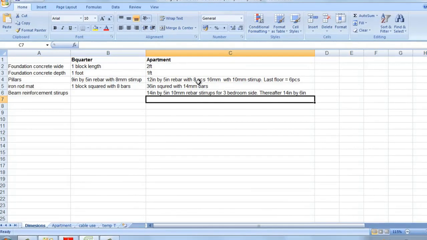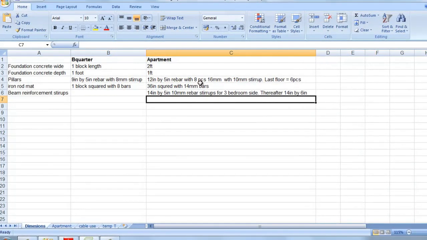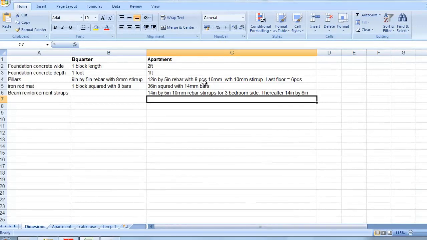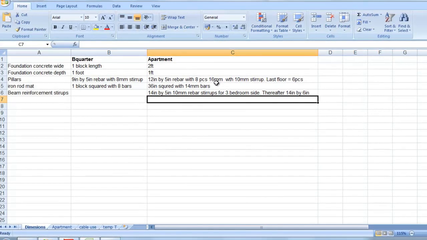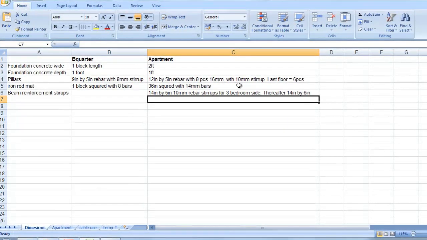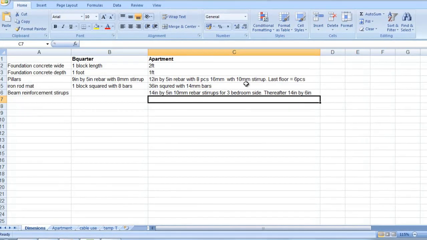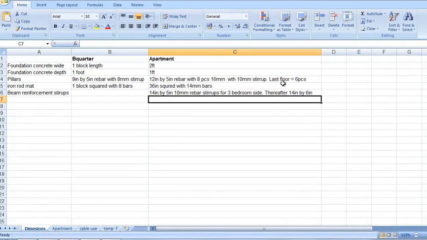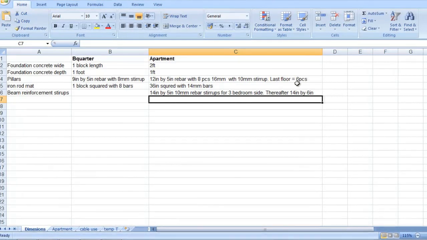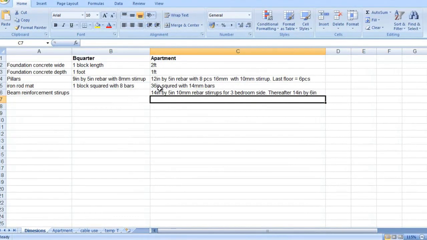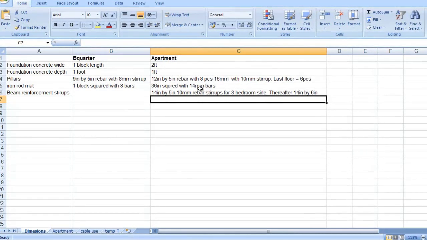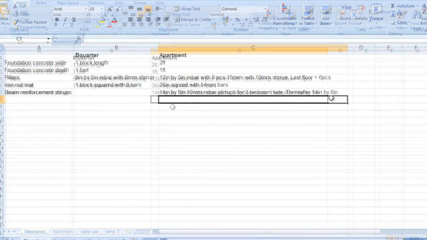For the mat I used the 36 inches, which is like 3 feet for the mat, the 14 mm bar. And for the beam, which we'll talk about later when we get to the first floor, it was 14 inches by 5 inches, but later on I changed that to 14 by 6 to make sure that the concrete cover reduced from 2 to 1.5.